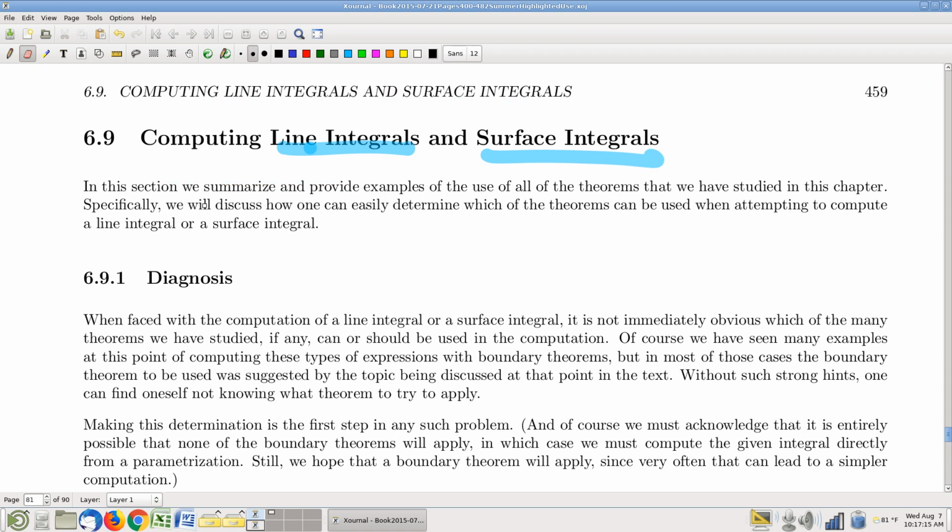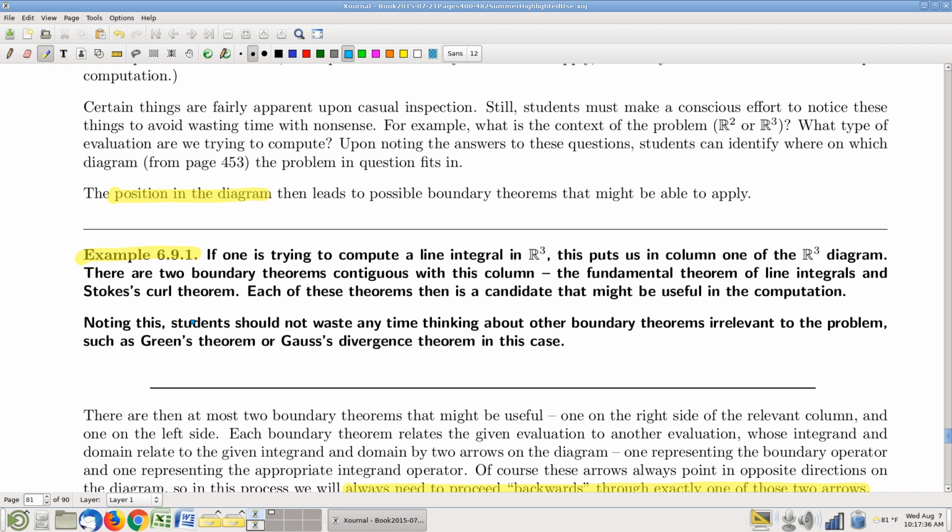Okay. All right. So first thing is what I call diagnosis. What kind of a problem is this? Is this a Stokes' theorem problem, or a Gauss's theorem problem, or a path independence problem, or a fundamental theorem problem, or a chapter 5 plug and chug problem? Right? How do you know which way you should go? Roughly speaking, it all comes down to the diagram.